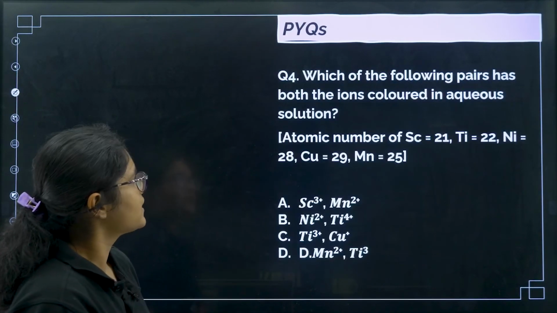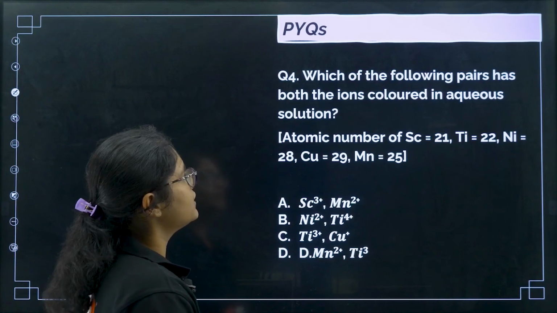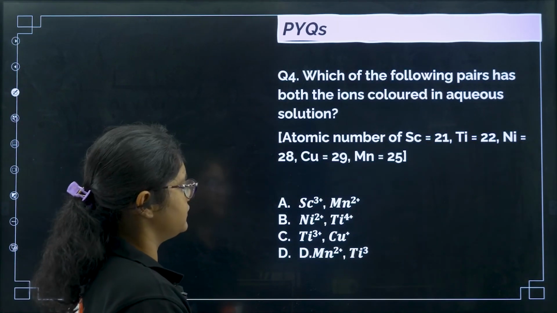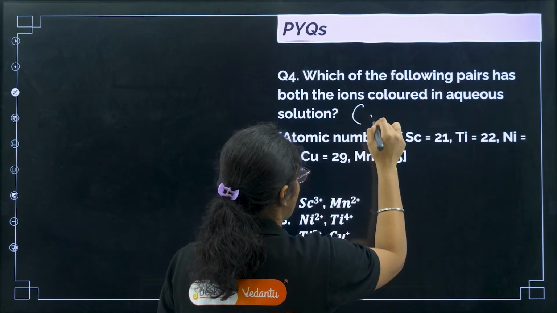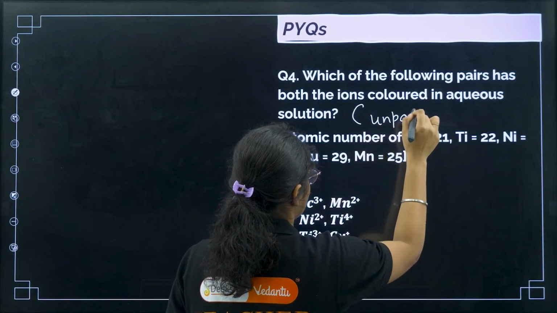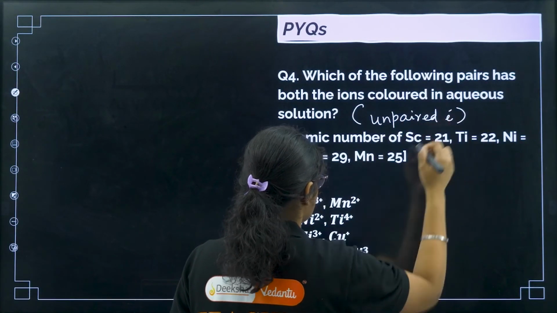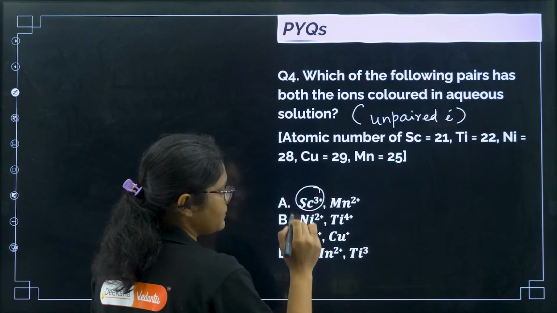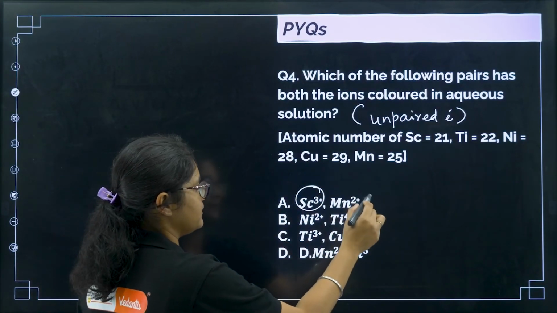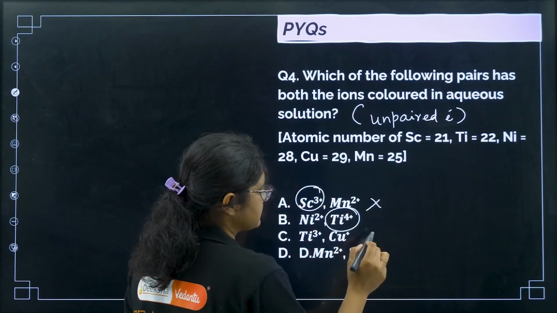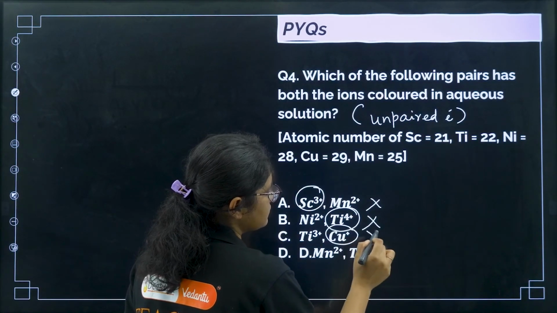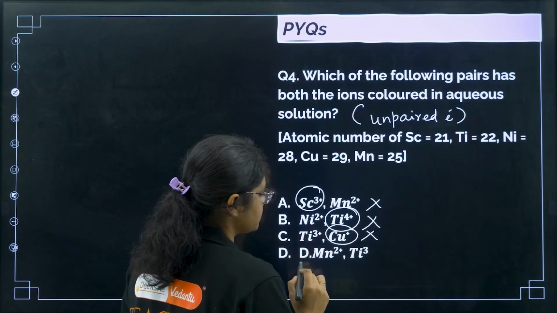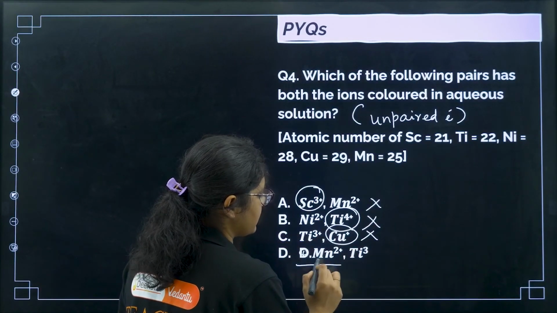Yes, next question. Which of the following pairs have both the ions colored in the aqueous solution? Both the ions are colored. So for colored, what is the condition? There should be unpaired electron, right? Now if you see, Sc3+ has no unpaired electron, so we can eliminate this one. Ti4+ has no unpaired electron, so we can remove this one. Cu+ has no unpaired electron, so we can remove this option. Mn2+ has unpaired electrons.